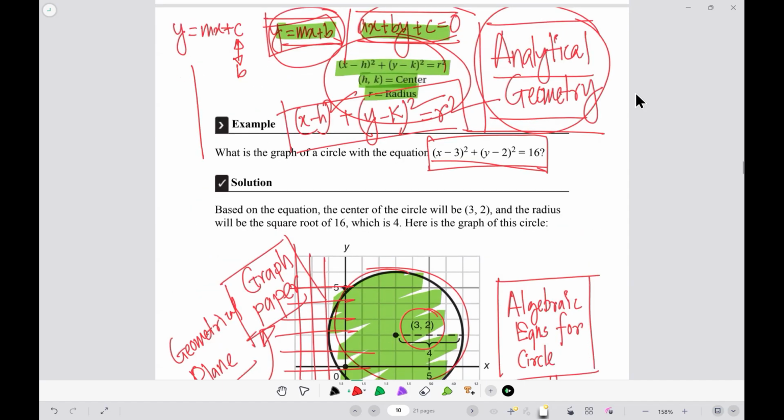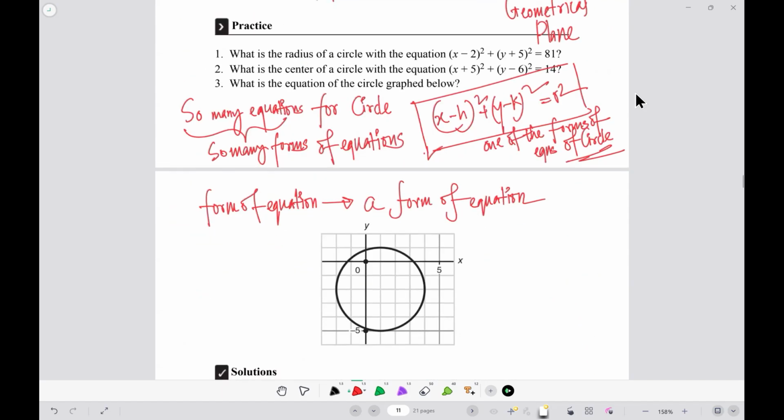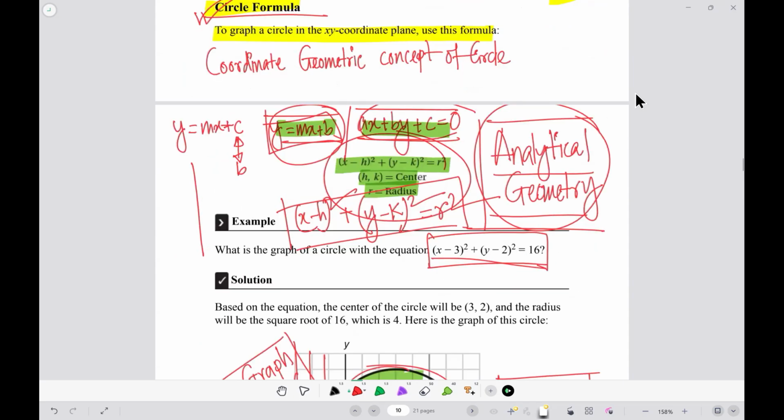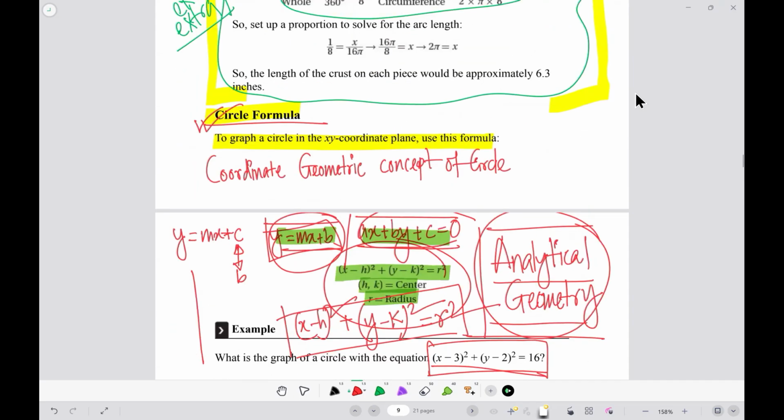But primarily, the form of equation means, as I've already told you, that a straight line can be expressed by the algebraic equation y equals mx plus b, or ax plus by plus c equals 0.